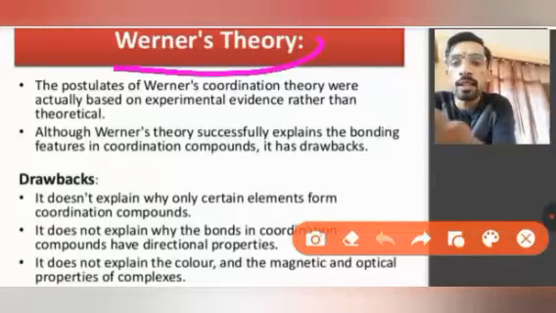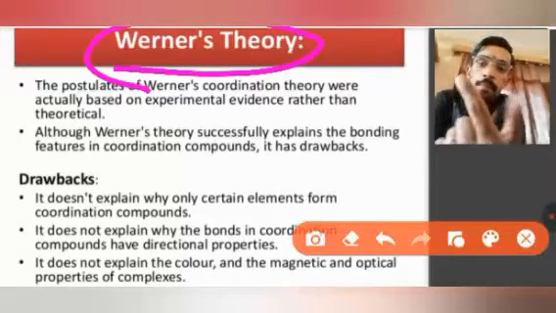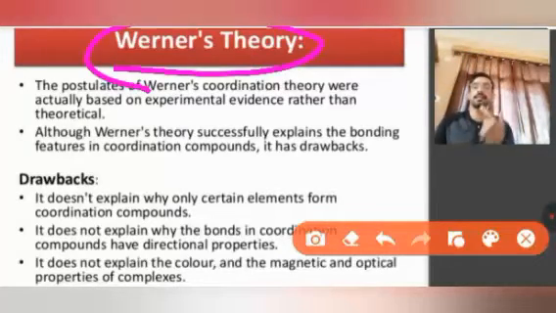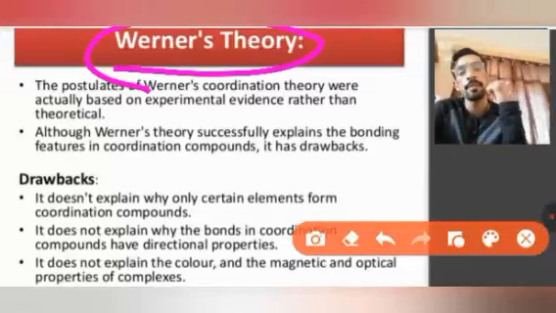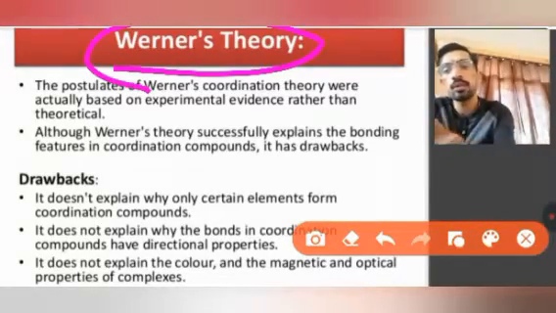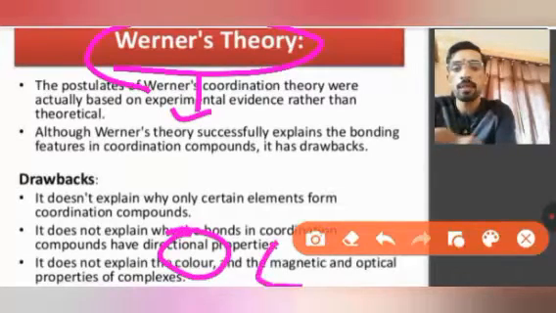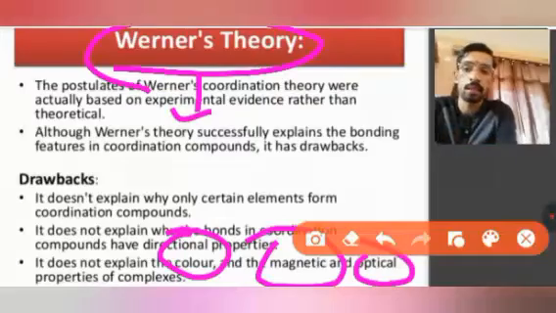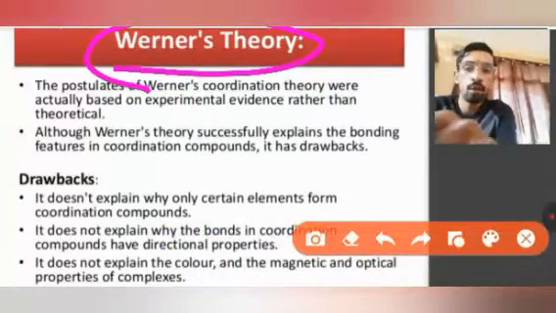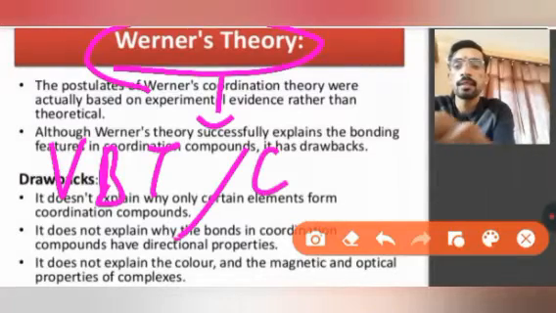so that it should relate. Werner theory basically helps us understand that there is primary and secondary valency: primary valency is for oxidation number, secondary valency is for shape, but he was not able to say why. Werner theory was not explaining color, magnetic property, or optical property. Then new theories came, that is VBT and CFT.